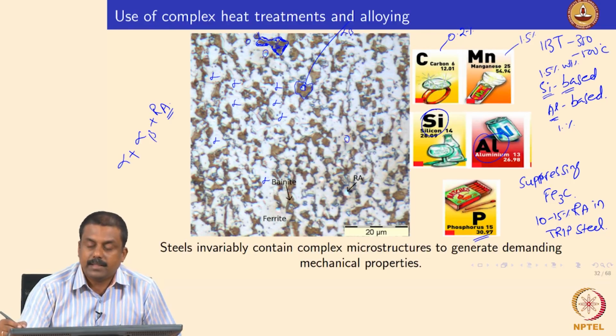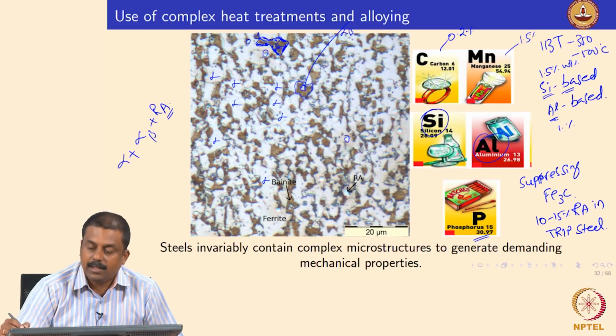And as I already explained, there are some inherent problems with both silicon and aluminum based TRIP steels. When you have a high amount of silicon in a steel, the galvanizability is severely affected because of the oxide formation, which significantly affects the adherence of the zinc coating that you give during galvanizing.